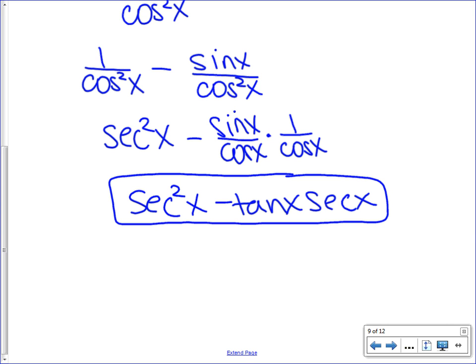Now you could factor out a secant here, but it's not going to get you anywhere. Secant minus tangent isn't anything special. So we can leave it like this.